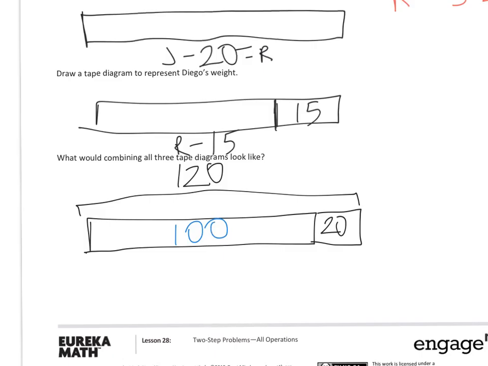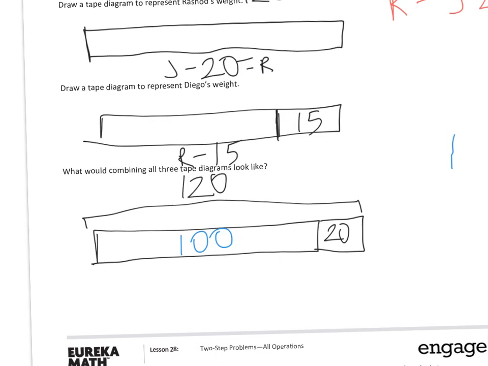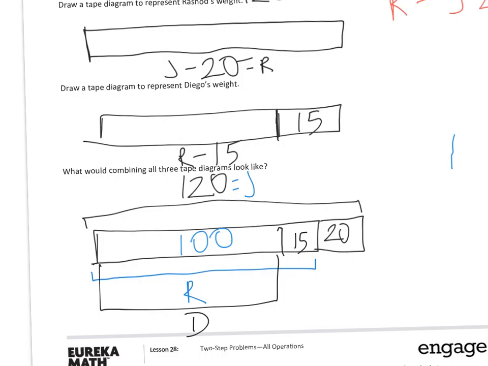All right, let's check. What else do we know? So we know that this is also J for 1. And then we know that this is what Rashad weighs, because the problem tells us that they used to weigh the same. So we're going to say this is R. And then Diego weighs another 15 pounds less. So we're going to cut off another 15 pounds. And this right here, that's Diego. So that's how we can combine all three of those complicated tape diagrams into one. Is anyone else's brain sweating a bit? All right, let's keep going.